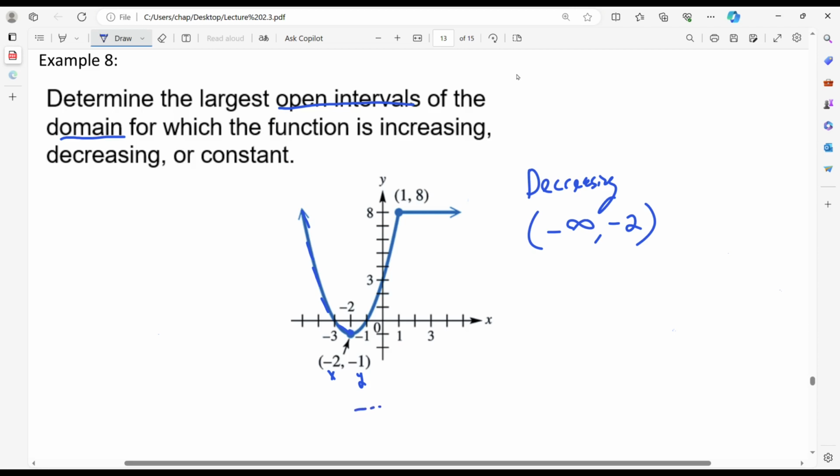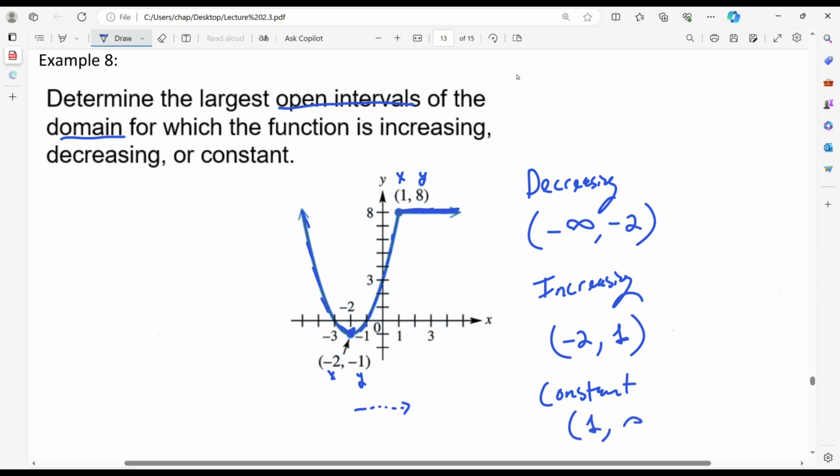If we continue to the right, the graph rises to the point (1, 8). And so it's increasing on the open interval from -2 to 1. Again, we have open intervals here, so we do not use square brackets. It is a constant function from (1, 8) and beyond, so our constant interval is from 1 to infinity.